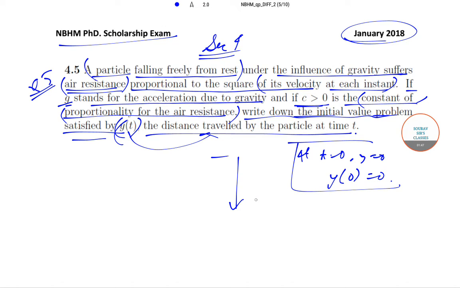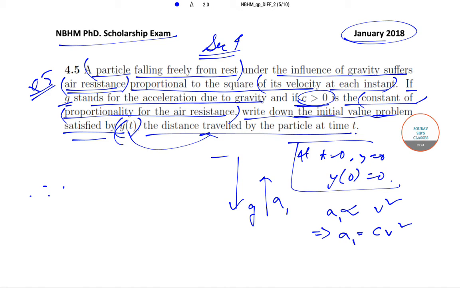When it is falling, it experiences acceleration due to gravity g, but there is an air resistance. So the air resistance gives us an acceleration of a1, and this a1 is proportional to the square of the velocity at each instant, which can be written as v square. Since we have also been given the constant of proportionality where c is greater than 0, therefore a1 is equal to c v square.